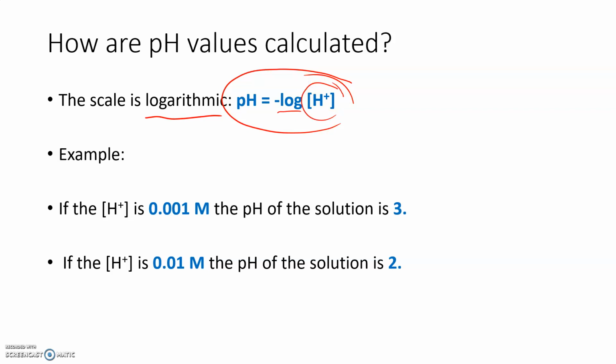So if you want to do this at home, you could go ahead and try it. If you pretend the hydrogen ion concentration is 0.001 molar and you take the negative log of that number, it's 3. If the hydrogen ion concentration is 1 power of 10 greater, 0.01 molar, if you take the negative log of 0.01, you would calculate the pH is 2. So pH values are calculated using a logarithmic function, and again, it is all based on that concentration of hydrogen ions in solution.